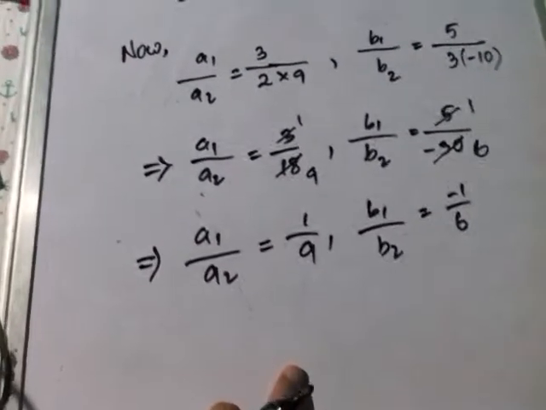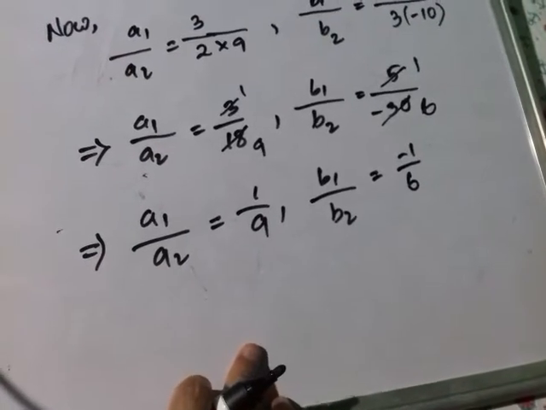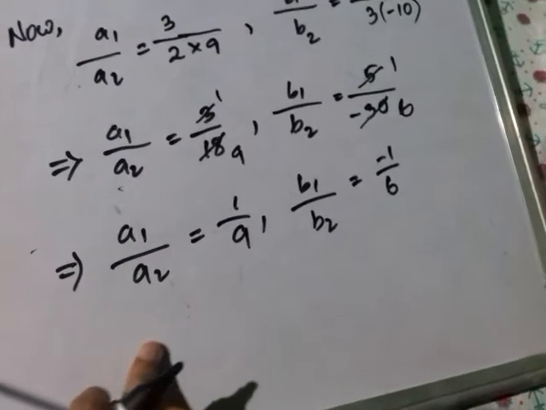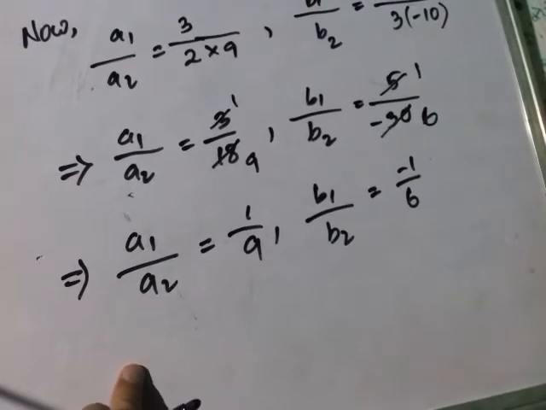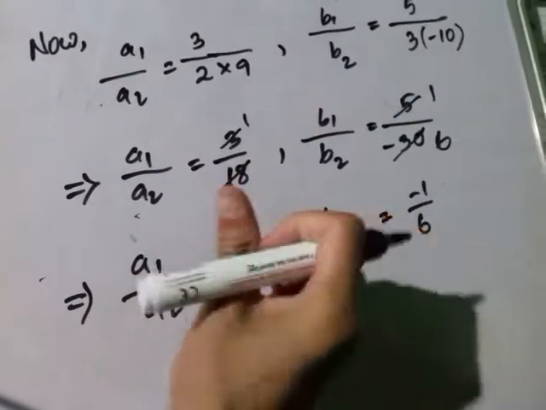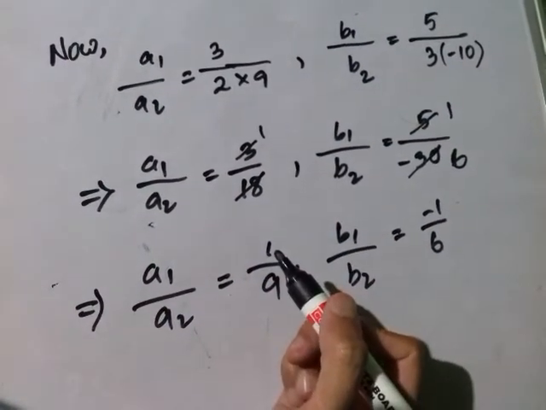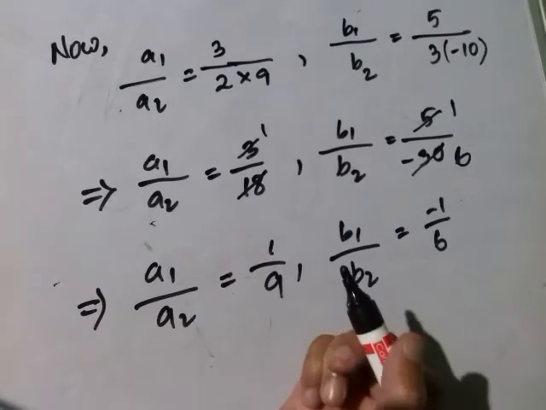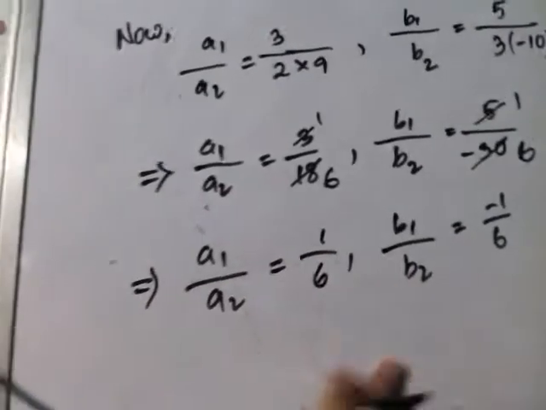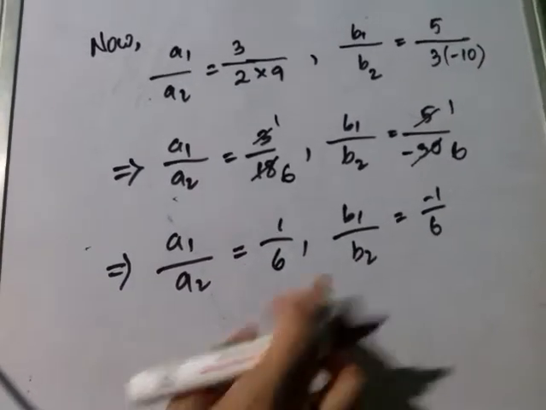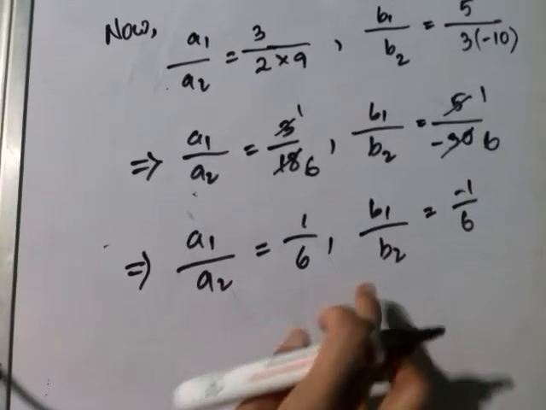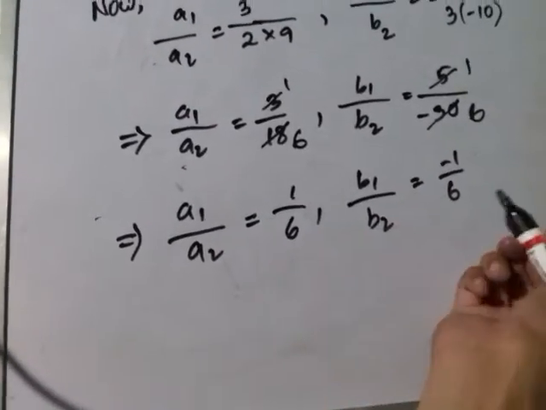3 1s are 3, 3 2s are 6. 3 9s are 18, sorry, what I have written here, 3 6s are 18. So it will be 1 by 6. a1 by a2 equals how much? 1 by 6, and b1 by b2 is minus 1 by 6. So these two are not the same, since one is positive and one is negative.